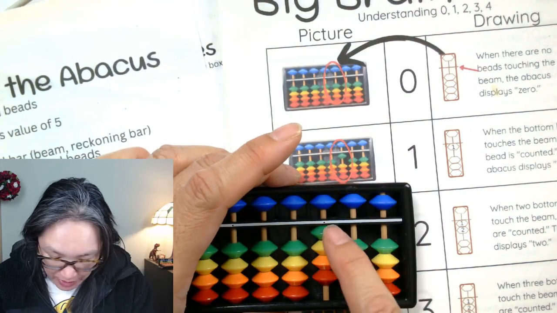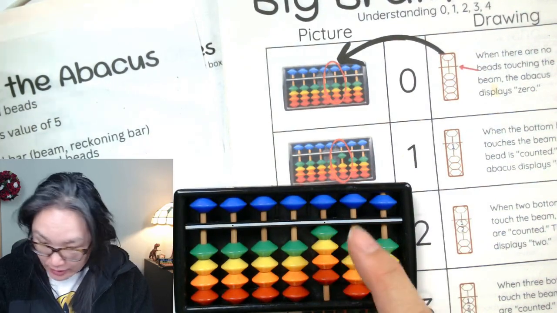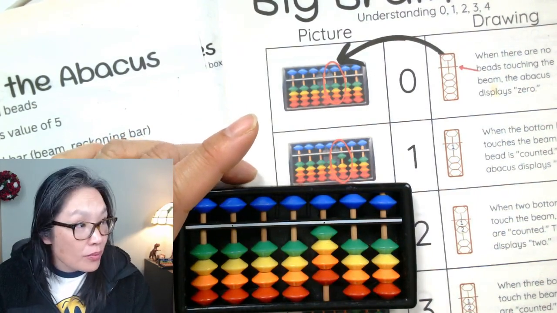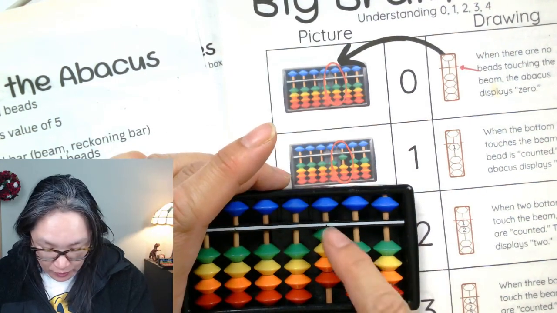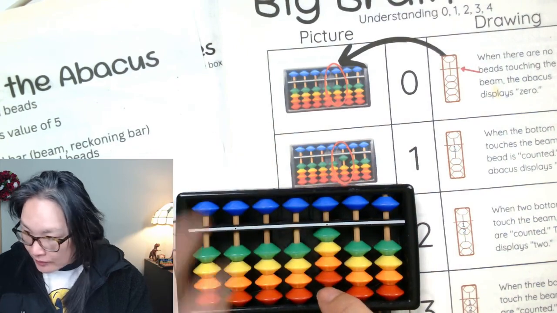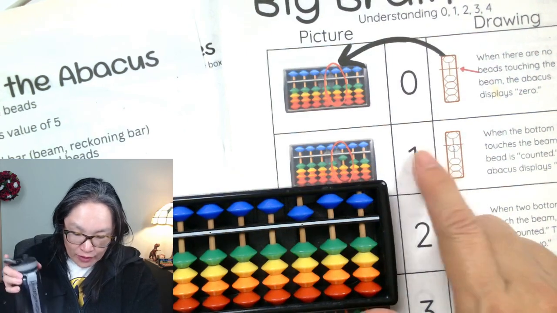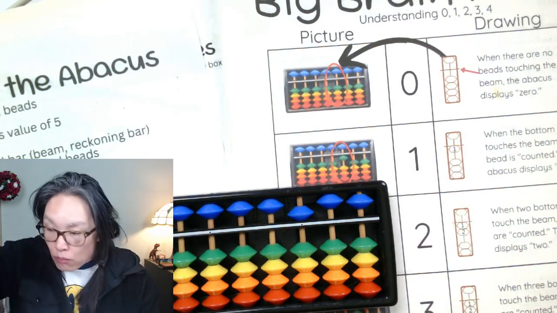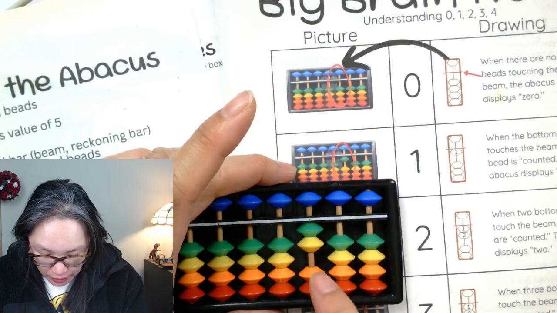So because the bead is touching the horizontal bar, this is what we consider counted. So all of these are counted. This is 4. 1, 2, 3, 4. And they're all holding hands and stuff. So what we're going to do is understand that this is 4. And that's what we have. We have 1, 2, 3, 4. So we have 4. 1, 2, 3, 4.